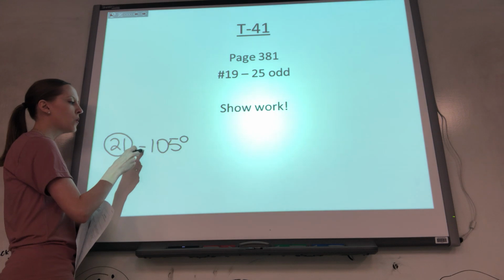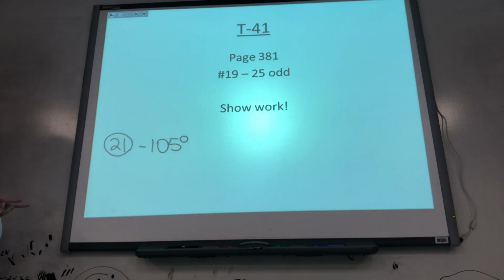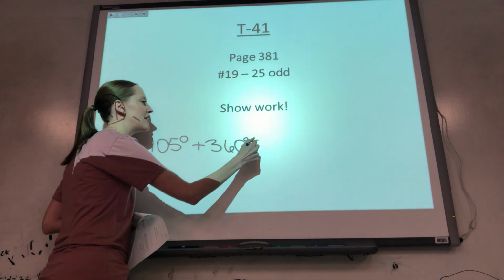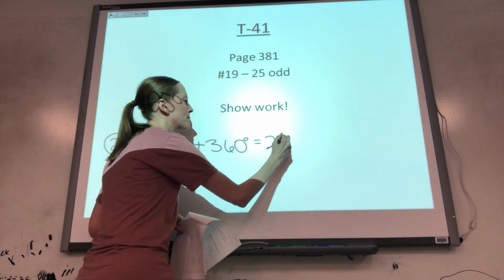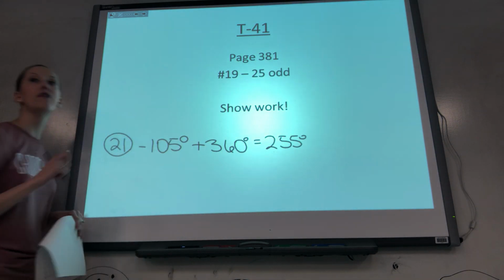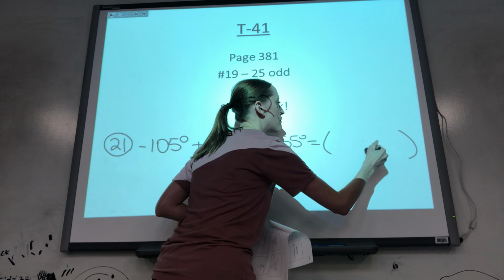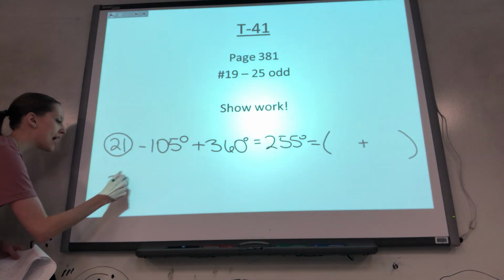So what can we do if we have a negative angle but we want an angle in the same position that's positive? Coterminal angles. Let's add 360 degrees to that to make it 255 degrees. Now you can look for a pair of angles that would add up to 255. I'll let you finish that part.